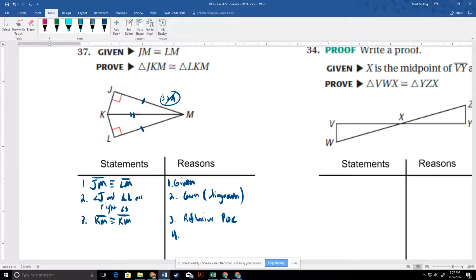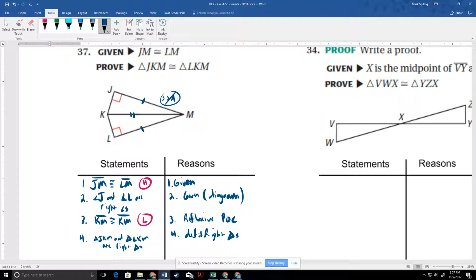So we know the reason why the triangles are congruent is HL congruence. But I'm not quite there yet, because in order for me to prove HL, I need to say these are right triangles, and we have hypotenuses, and we have legs. So we have the hypotenuse right here. We have the legs being congruent right here. But what I'm missing is the fact that they're right triangles. So I need to say triangle JKM and triangle LKM are right triangles. And that's just the definition of right triangles.